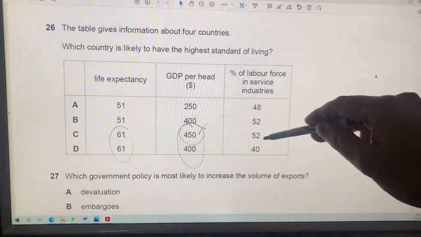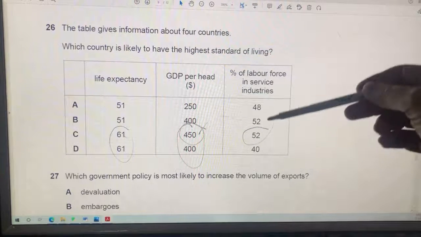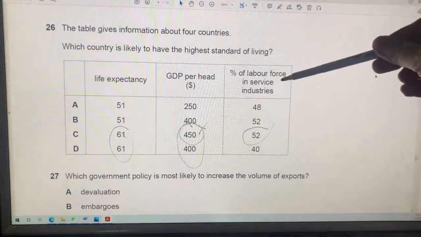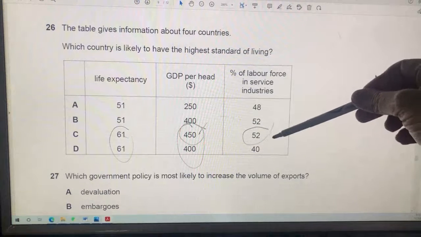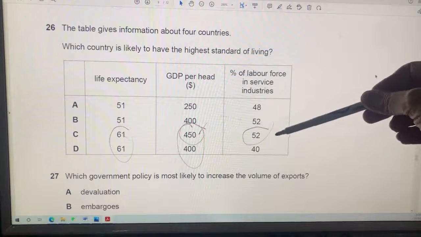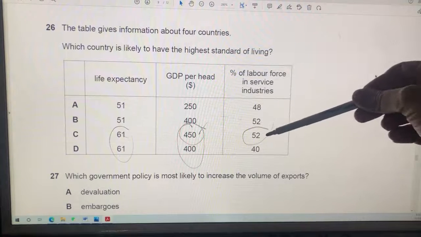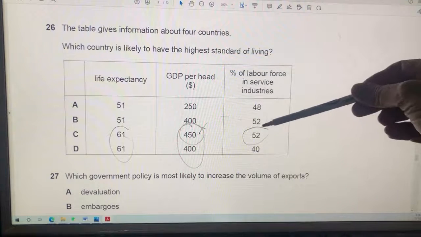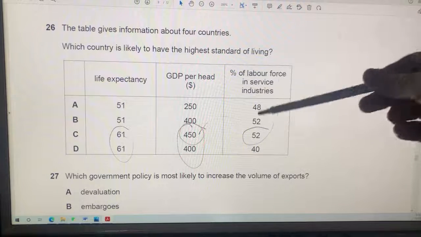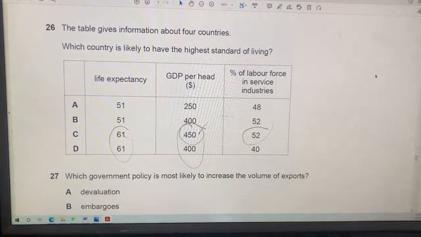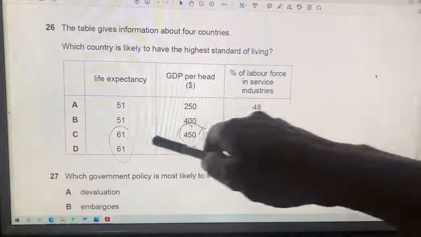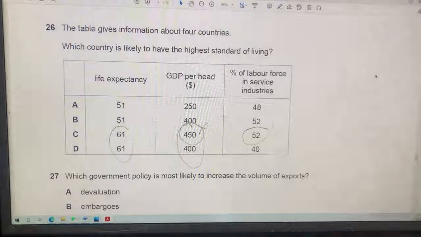So probably they have a higher standard of living. And a higher percentage of the labor force in service industries, or the tertiary sector, shows that this country probably has a higher standard of living. If more people are working in the primary sector, like farming, that's a harder life and a lower standard of living. So 26, answer is C.